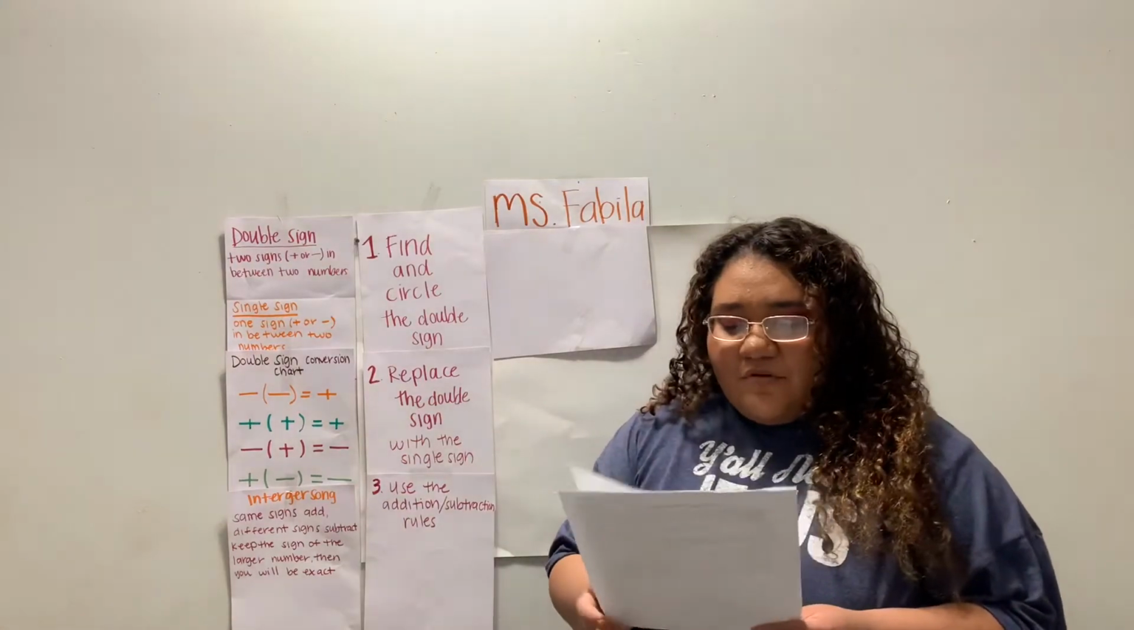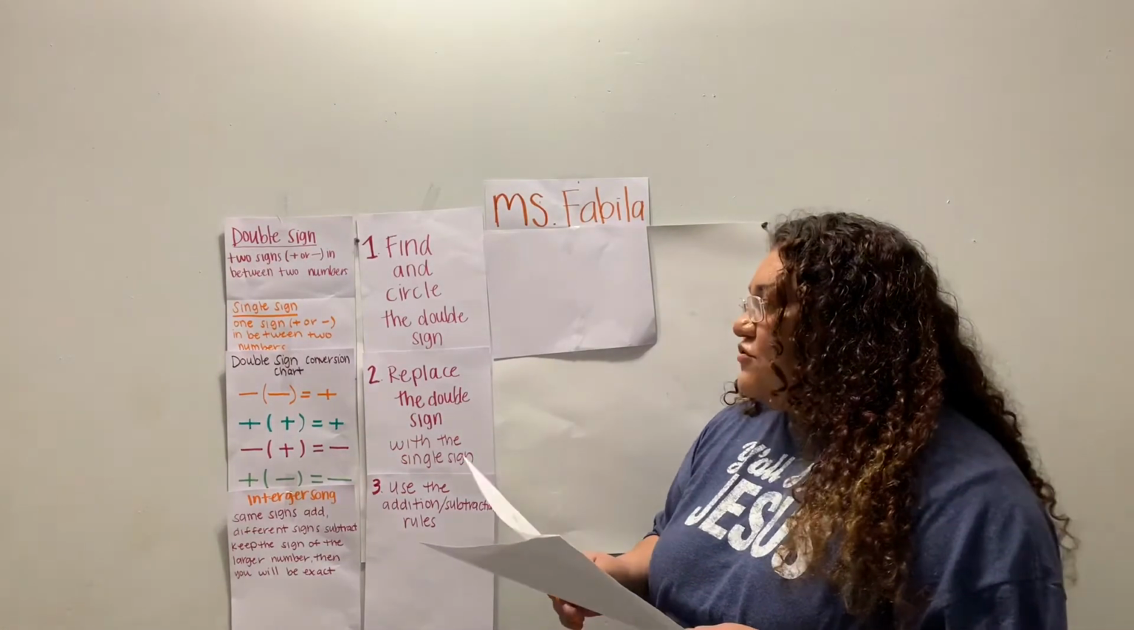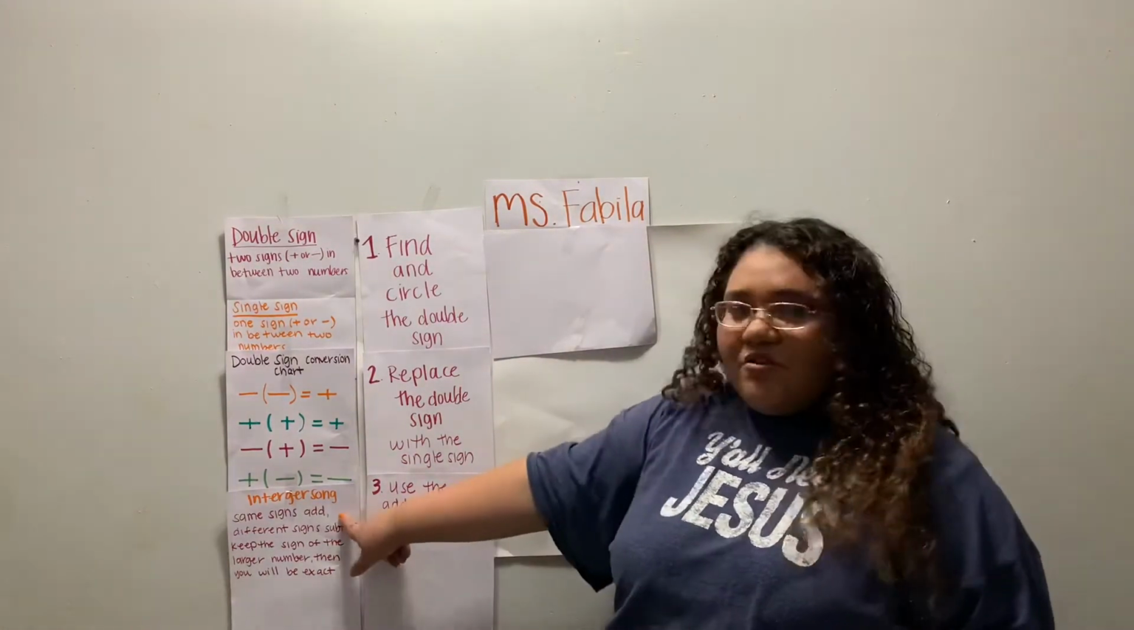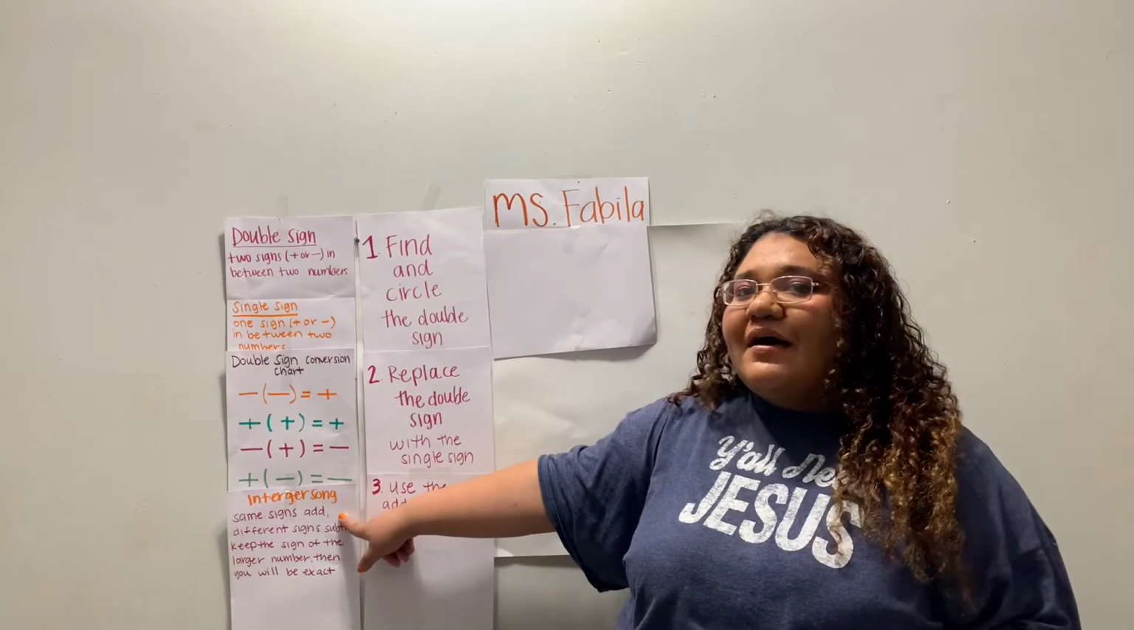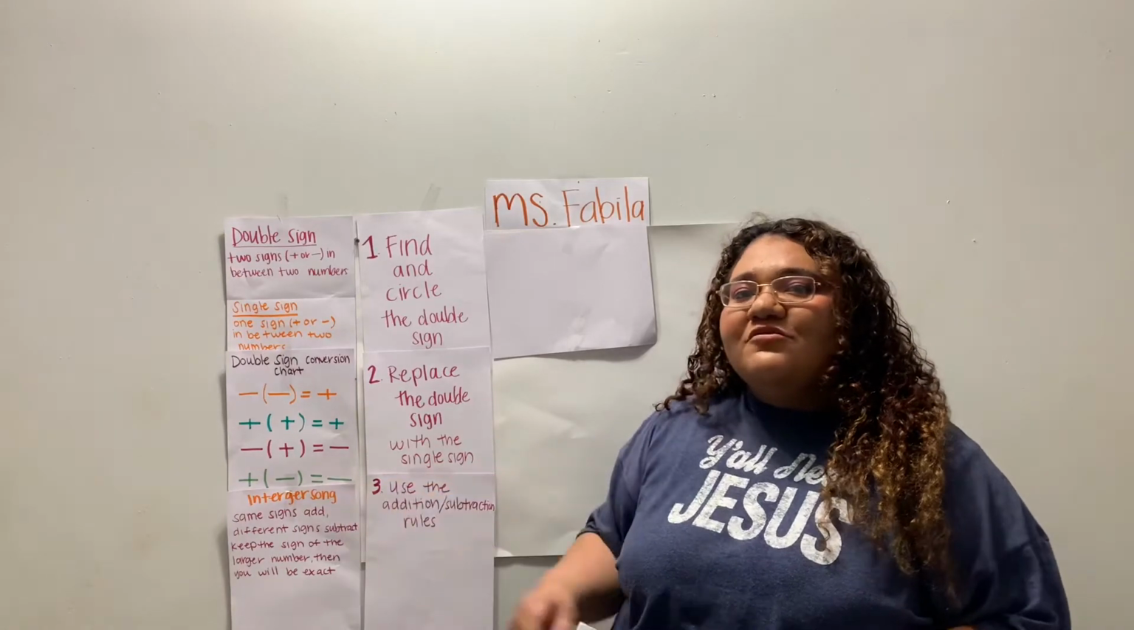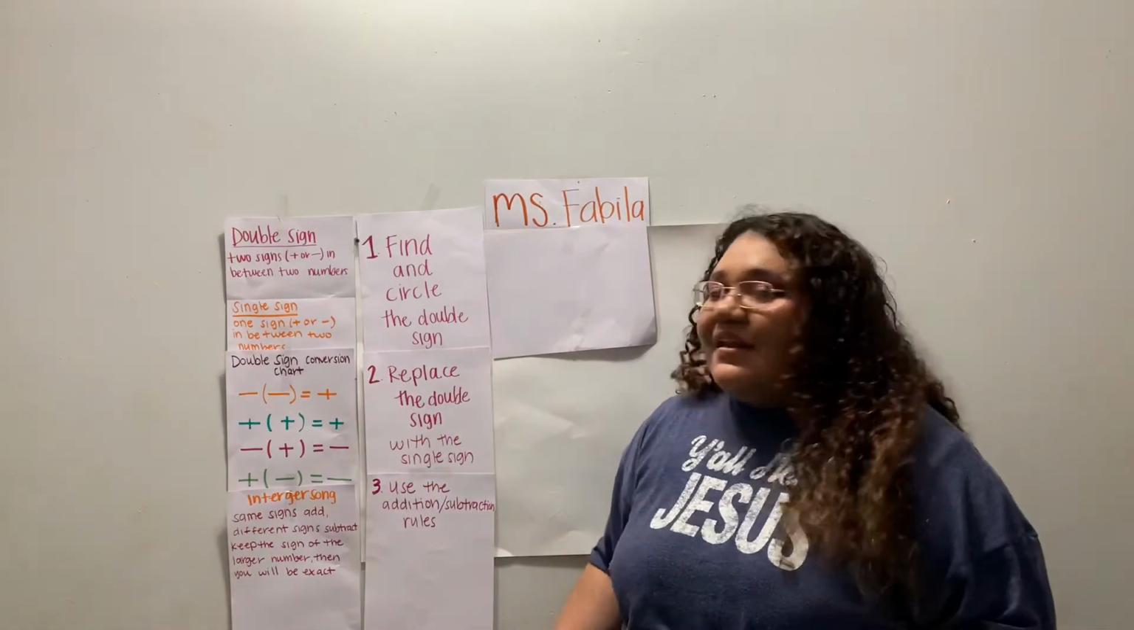Now, in order to remember the double sign conversion chart, I will teach you a song. Here are the words to the song. It goes with Row, Row, Row Your Boat. So I'm going to sing it first and then you will sing it two more times with me. And it goes like this.